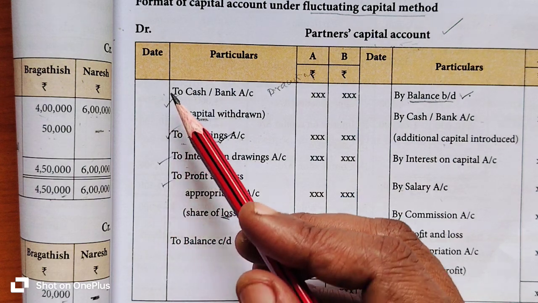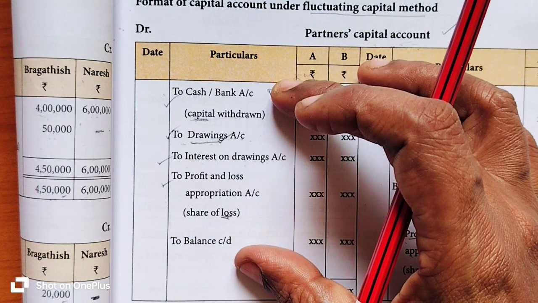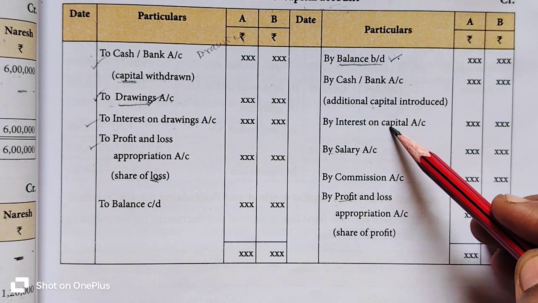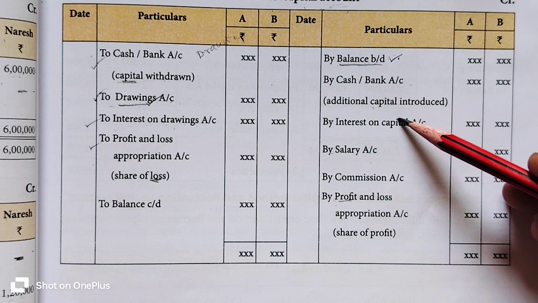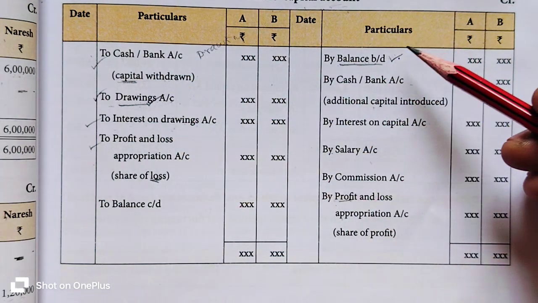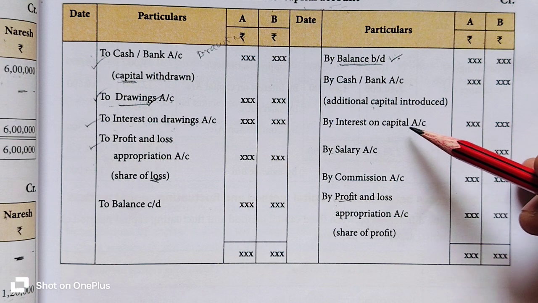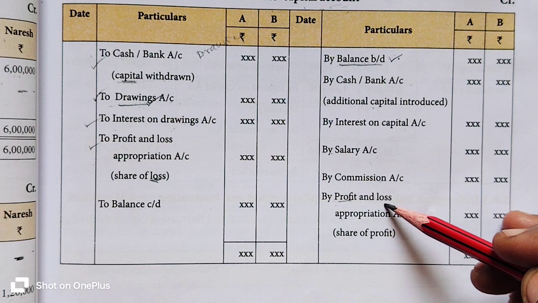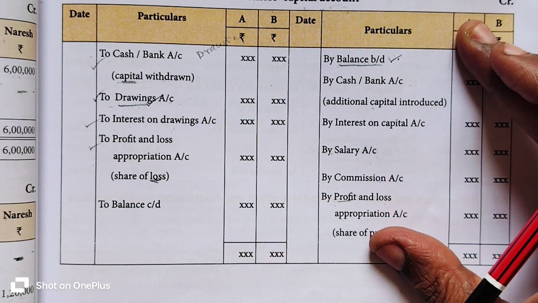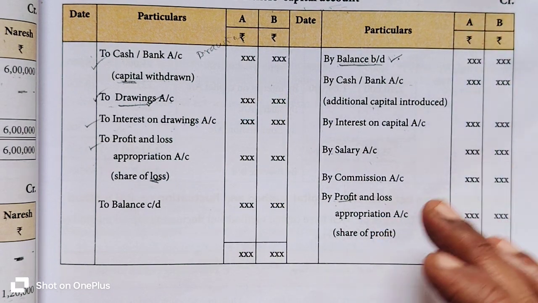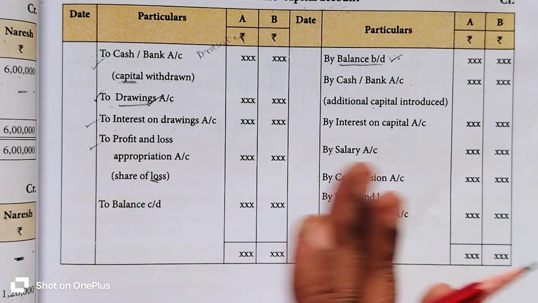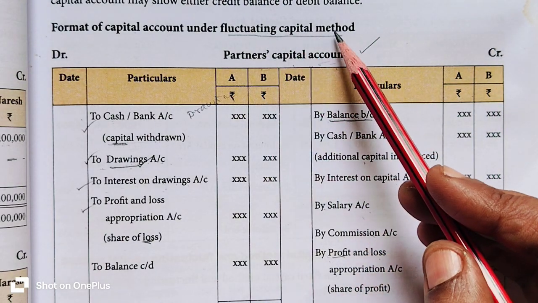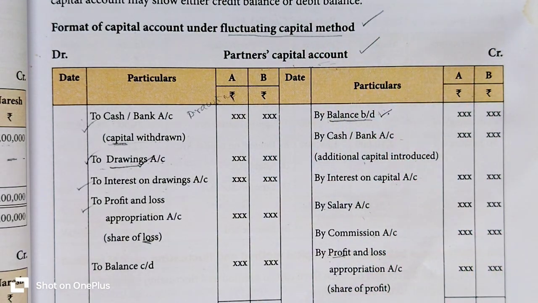So these four transactions are to be recorded on the debit side. Opening balance, additional capital, interest on capital, these are all capital items. These are all drawing items. So opening capital, additional capital introduced during the year, interest on capital, partner's salary, commission, profit, all these transactions are to be recorded on the credit side. You know the difference between capital and drawings. So this is the simple format we are going to prepare for the fluctuating capital method.